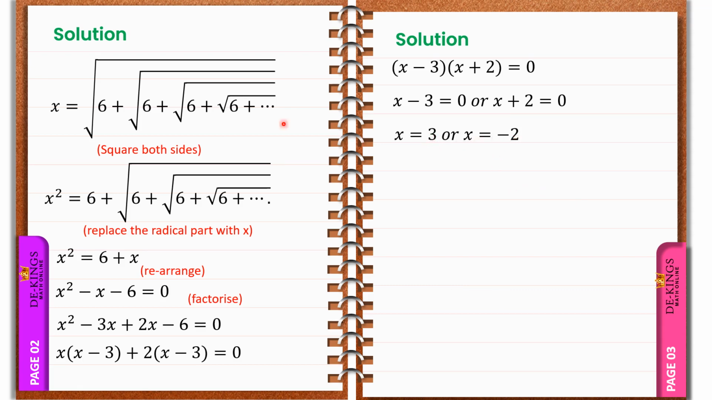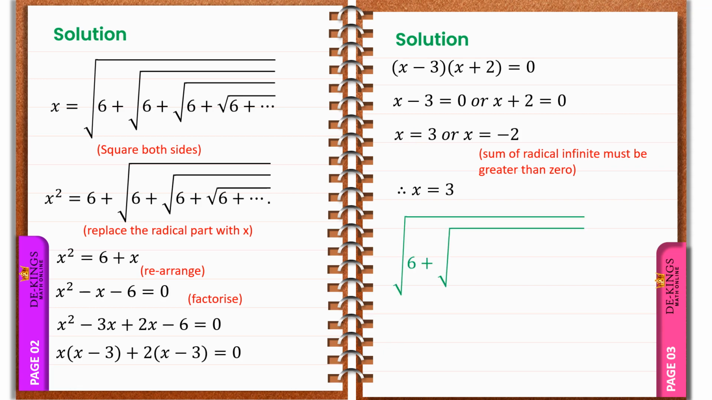But before we continue, there's something we need to note about this. The sum of radical infinite must and will always be greater than 0. So therefore, minus 2 cannot be our answer. The only answer that is greater than 0 here is positive 3. So we say our x is equal to 3. That simply means this particular problem is equal to 3, and that is all you have to do.